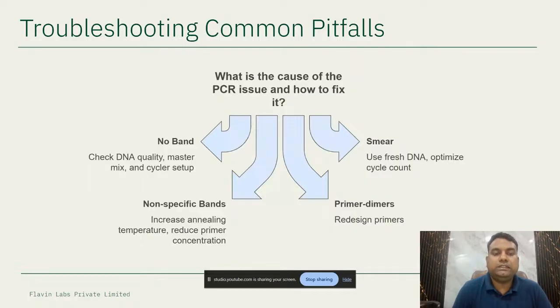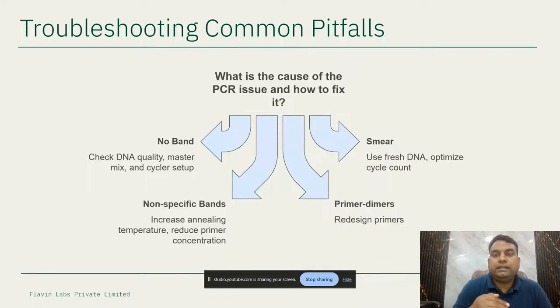If we are getting a non-specific band, what is a non-specific band? It means that if you know your PCR product should be 200 base pairs, then we know our band must come near 200, and if it goes above, like 500, 400 or 1000, or goes below, like 100 base pairs, then these bands are called non-specific bands. To resolve this, we increase the annealing temperature and we may reduce the primer concentration.